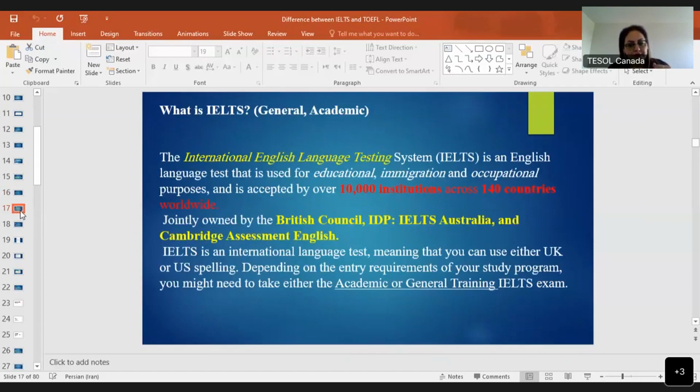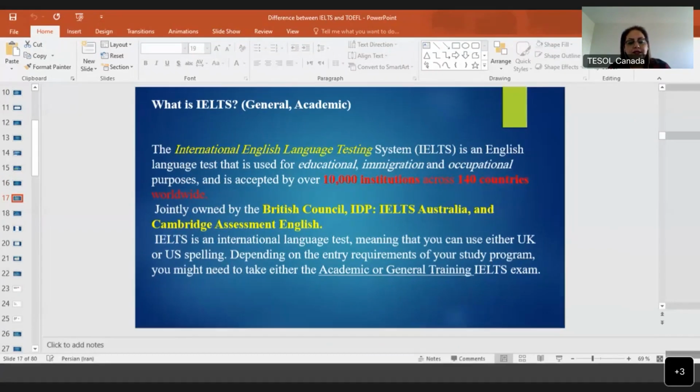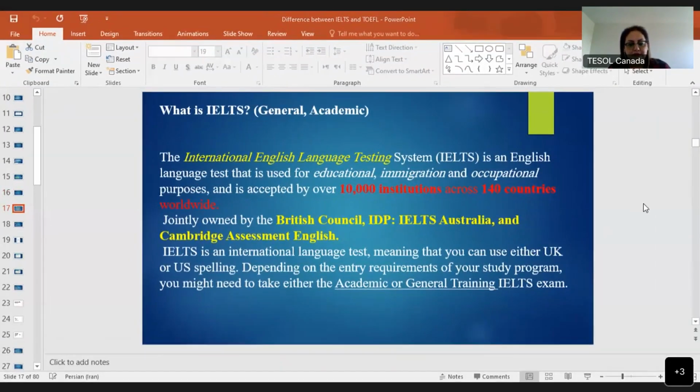What about IELTS? I know you said you're familiar with IELTS. So IELTS, the International English Language Testing System.